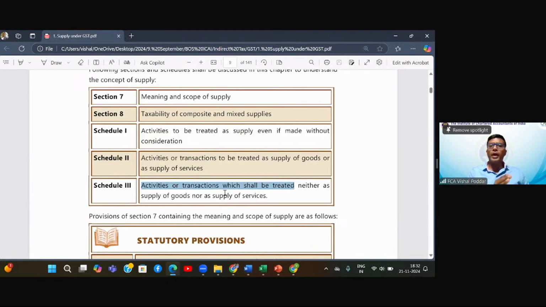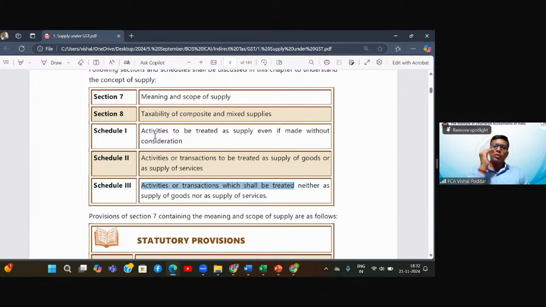However, you have a possibility of still fitting it in supply because Section 7.1c says that where a transaction is without consideration, it may still be treated as supply if it is covered in Schedule 1. So then you go to Schedule 1 and check whether your free supply, no consideration means free supply, is one of the activities listed out in Schedule 1. If yes, it will be treated as a supply.